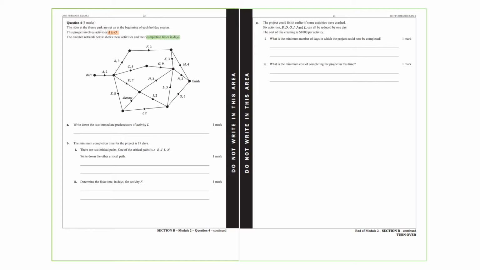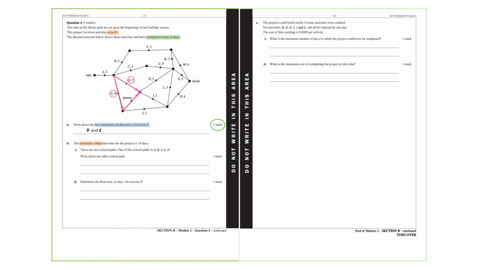Part A. Write down the two immediate predecessors of activity I. The two predecessors are activities D and E. This question is worth 1 mark for the correct answer.